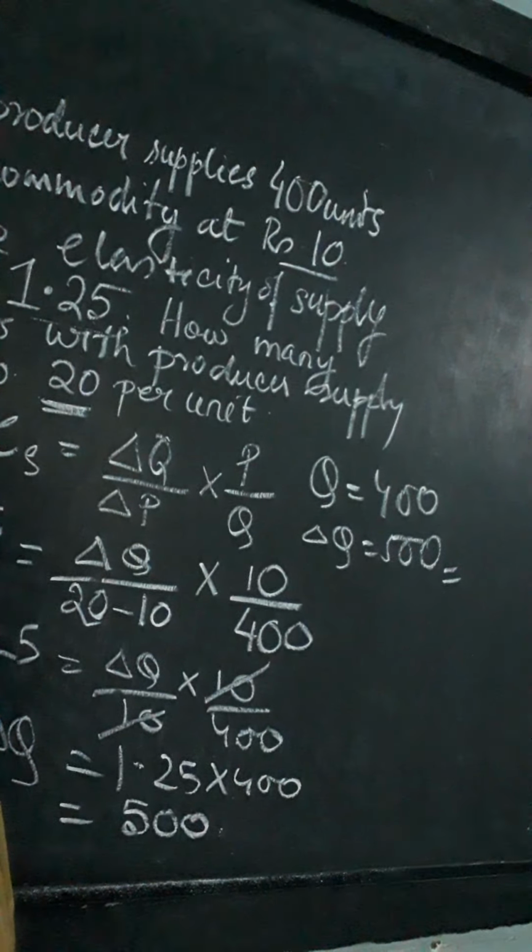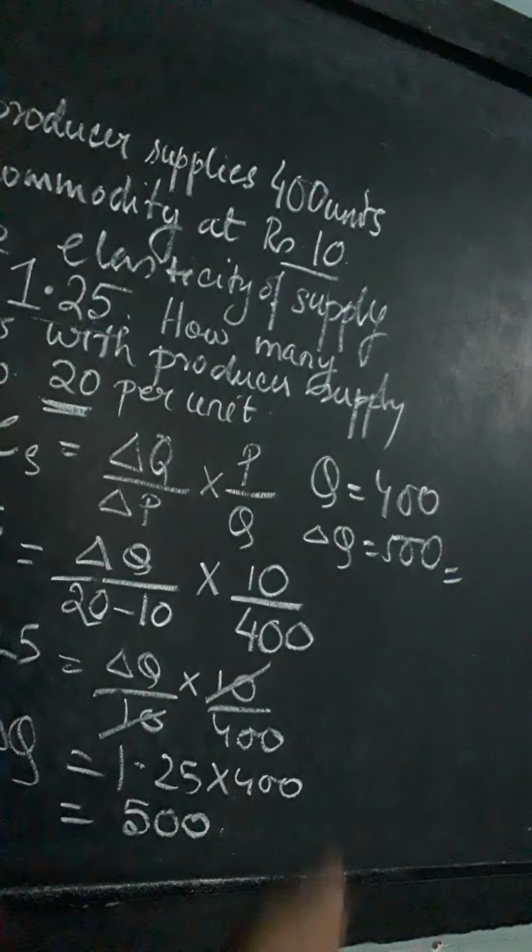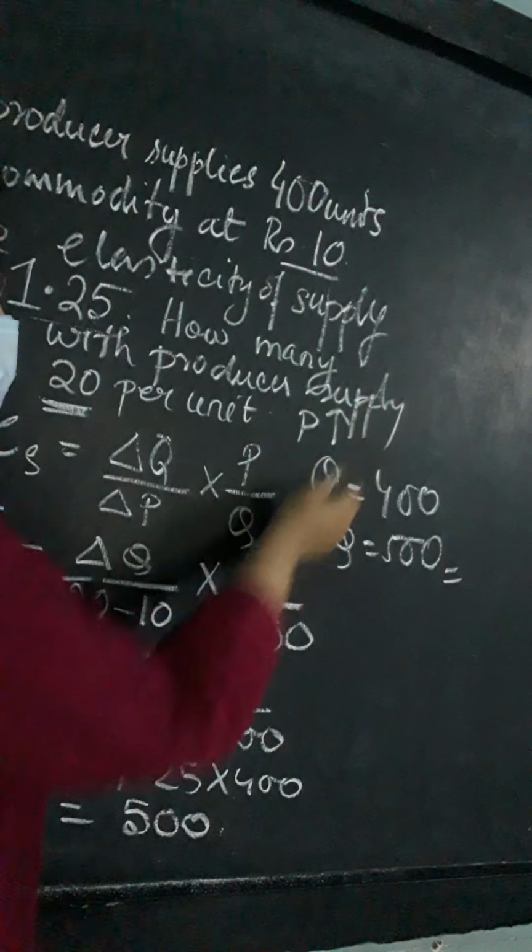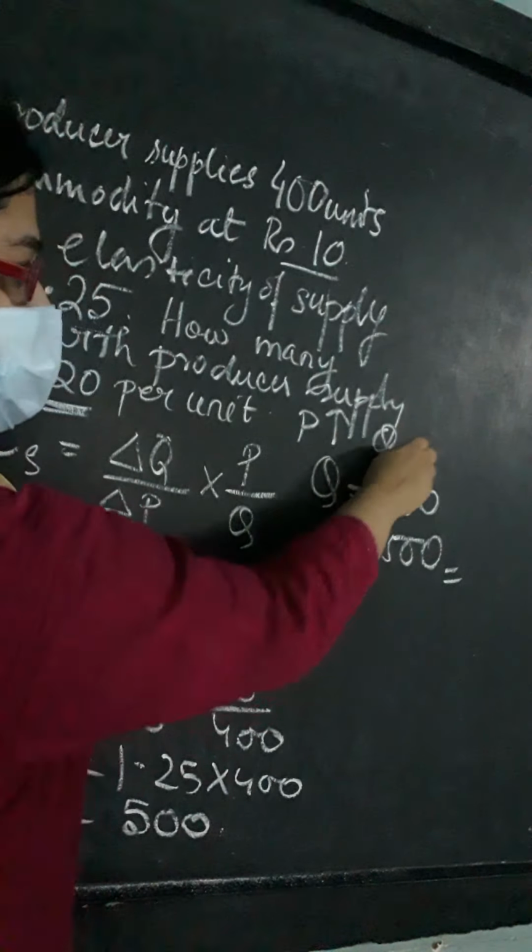But whether with the initial quantity we will add this or subtract this value depends on what is the relation between price and supply. So price has gone up from 10 to 20. So the quantity supplied should increase because suppliers will get an incentive when price has increased. Supply should increase from before. So the final quantity will be equal to the initial quantity plus the producers will be willing to supply more at increased price, plus 500. So it is total 900 units that will be supplied at rupees 20 price.